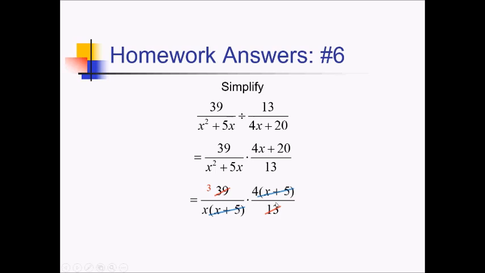So now what's left over? In the numerator, we have a 3 times the 4 that was already there. That's 12. And in the denominator, all that there is that x.